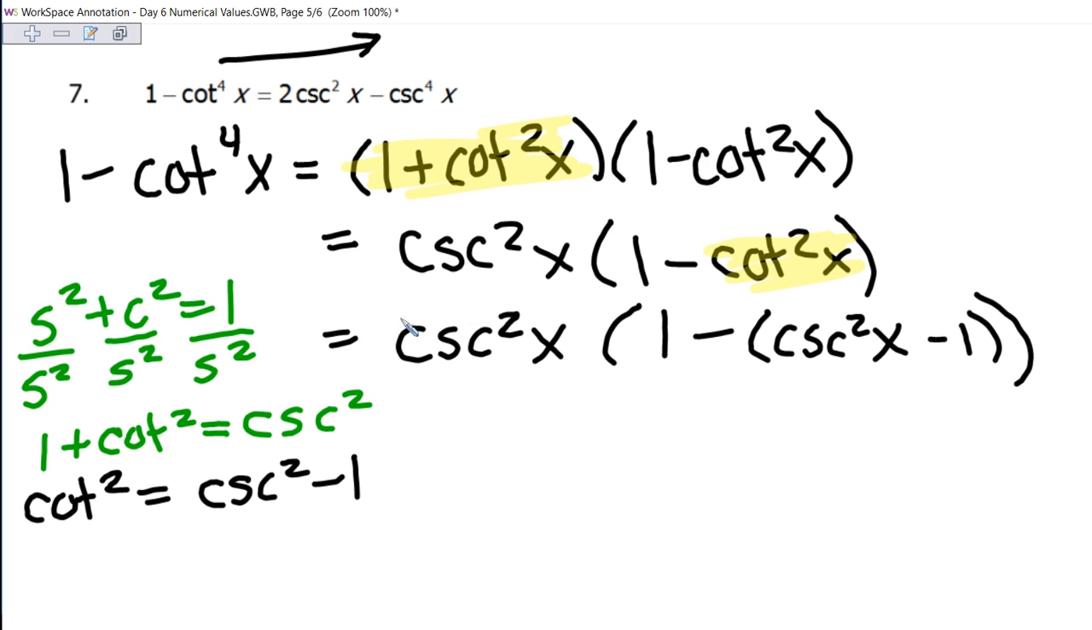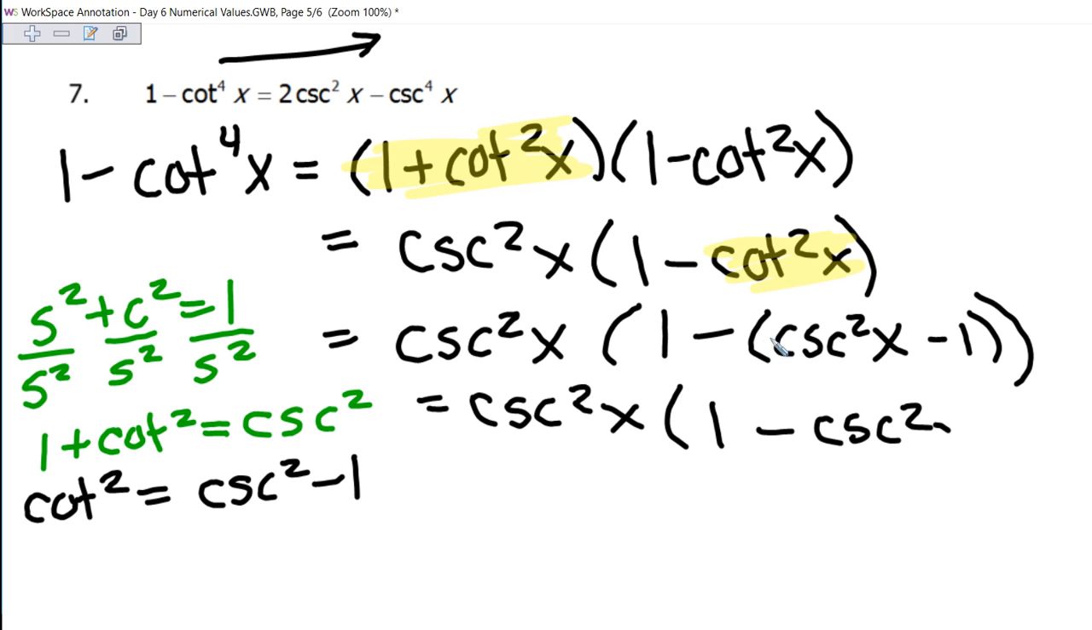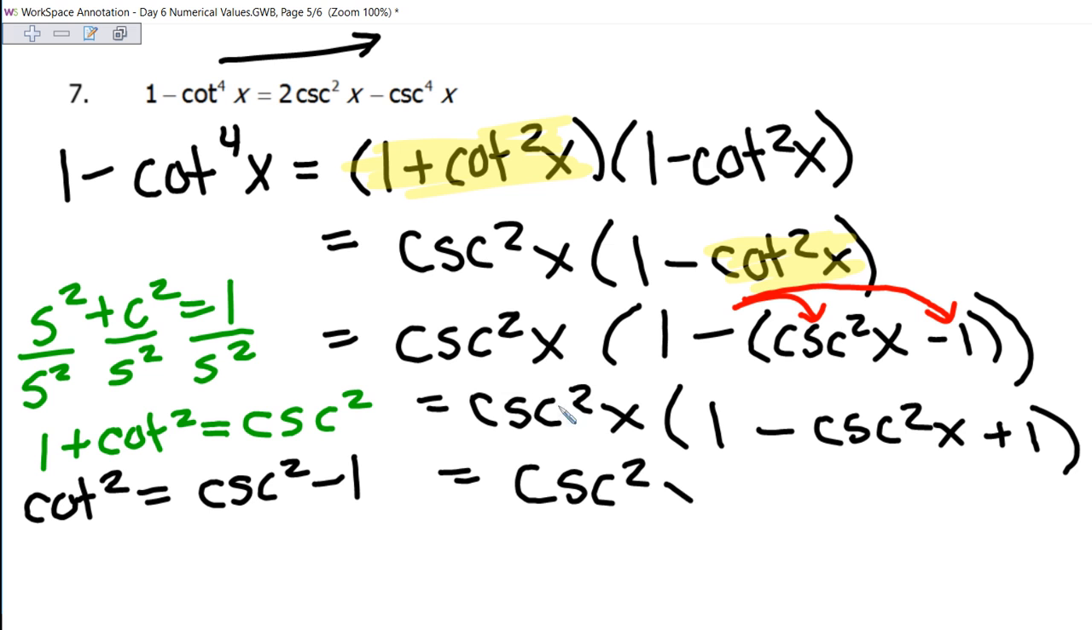So let's go ahead and distribute that negative. So this would be 1 minus cosecant squared x. Right here I multiply negative 1 times cosecant squared x. Got negative cosecant squared x. And one more time, negative 1 times negative 1 would be positive 1. And if I combine like terms, 1 plus 1 would be 2 minus cosecant squared of x.